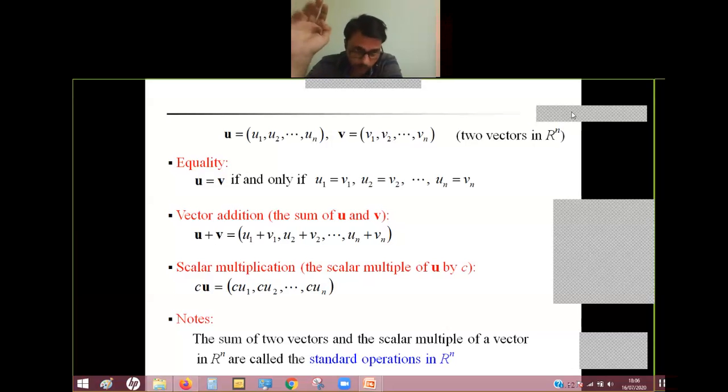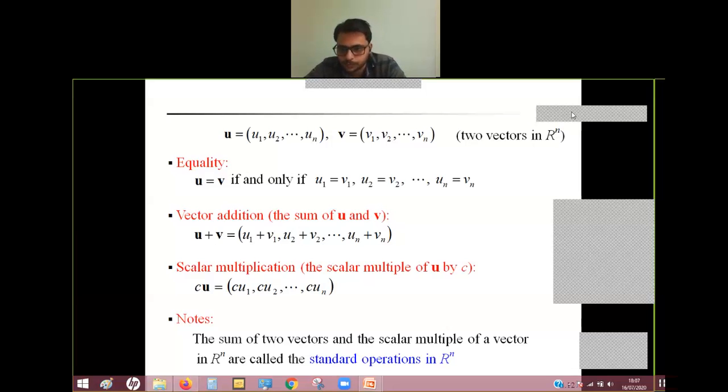The first one, in this slide, is equality. We will say vector u is equal to vector v if and only if u1 equals v1, u2 equals v2, and similarly up to un equals vn. If the individual components are equal to each other, then and only then we will say vector u is equal to vector v.